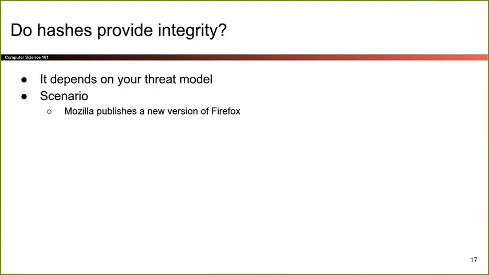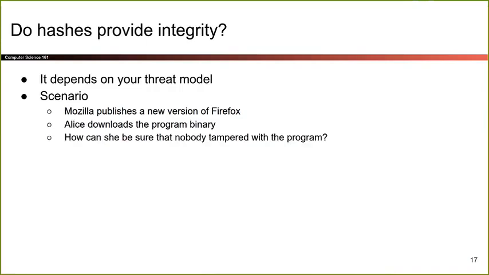So for example, let's say Mozilla publishes a new version of Firefox, the web browser, and Alice downloads the executable to install and load Firefox. So she downloads the Firefox program. But she needs to be sure that she didn't download an attacker's executable before she runs it on her computer. She needs to make sure this is the real Firefox and not some attacker's tampered Firefox. So how can she be sure that nobody has tampered with this Firefox thing that she downloaded?